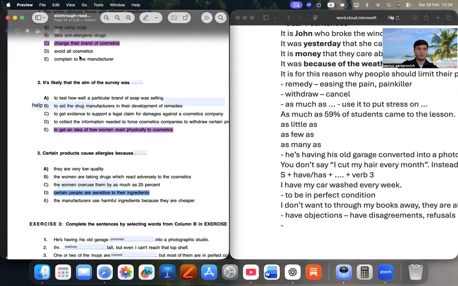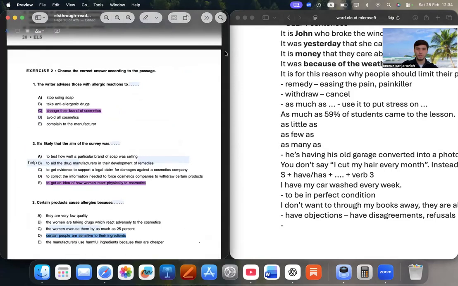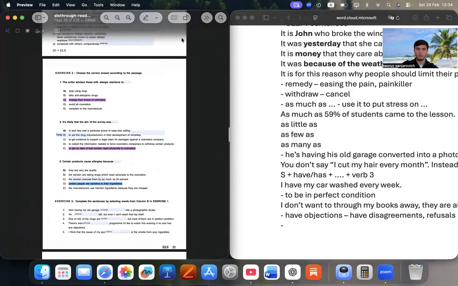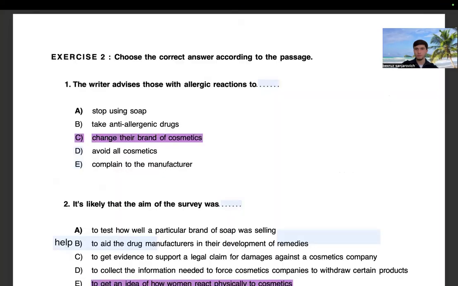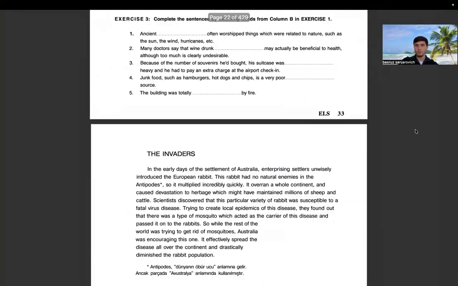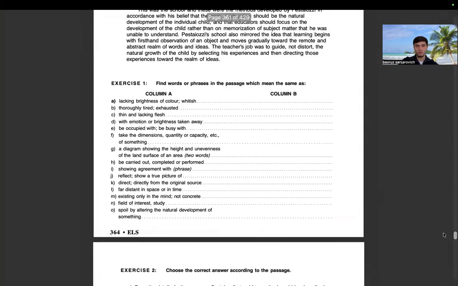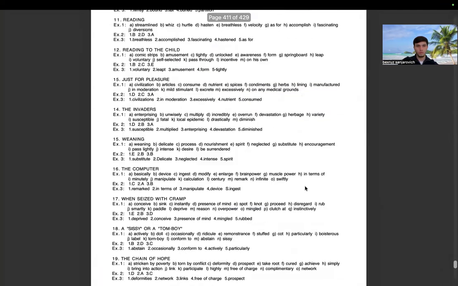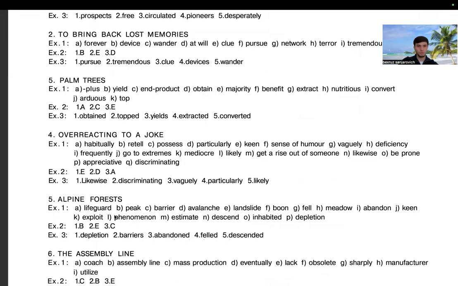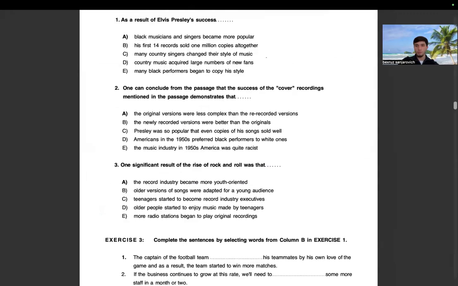And let's check the answers. C, E, D. Just a second. So here we are. C, E, D. Yep. Converted, relatively, correct, particular, irritation. So everything's correct. And yep, we are all done.